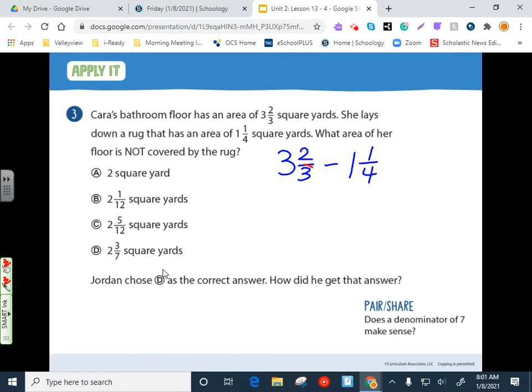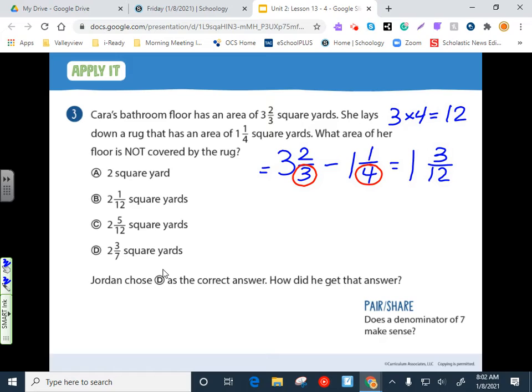Look at our denominators first. I can't change a 3 into a 4, so we are going to have to go to our normal procedure for finding the common denominator. 3 times 4 is going to be 12. So everything we change is going to be into a 12, which means 1 1/4 becomes 1 and something over 12. 4 times 3 is 12. 1 times 3 is 3.